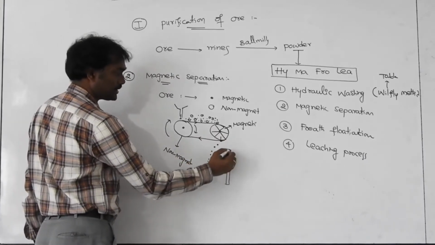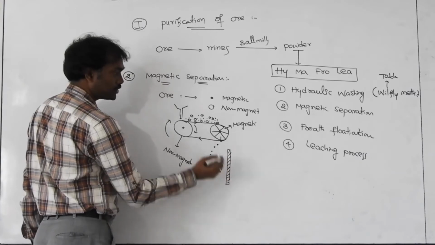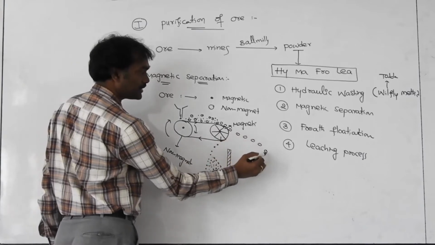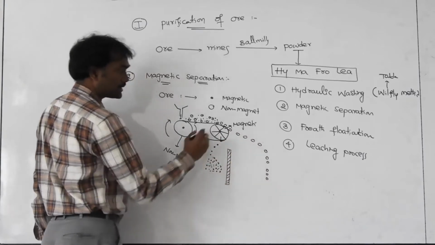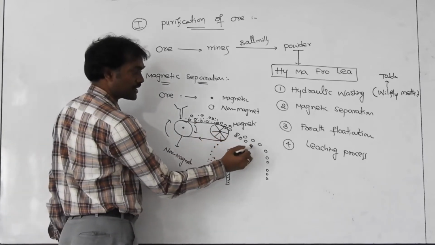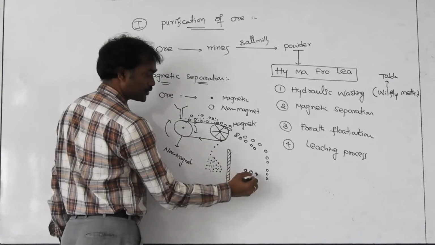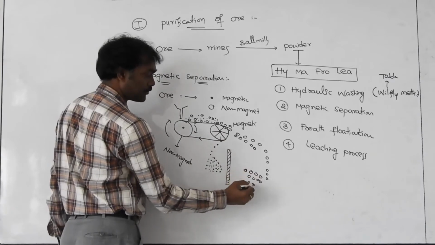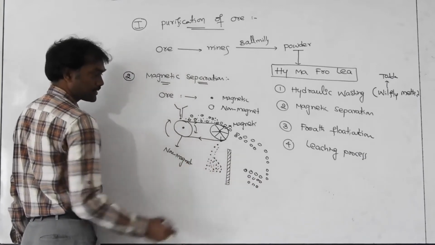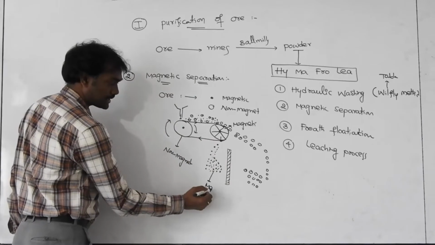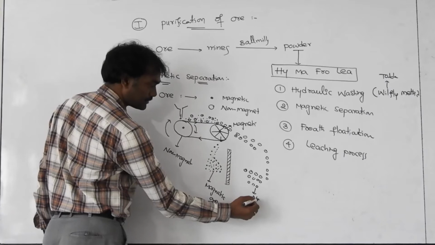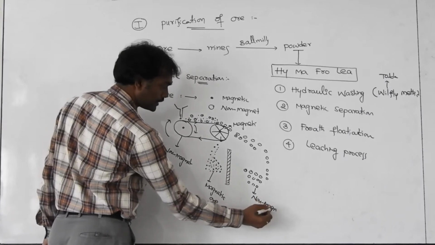Next, if you take non-magnet, the non-magnets are ejected far distance because of that continuous rotation. There is no attraction, so these are ejected far distance. Non-magnets are separated in one other area. Magnets are separated close to the wheel. So this is a magnetic compound, and this is a non-magnetic impurity.